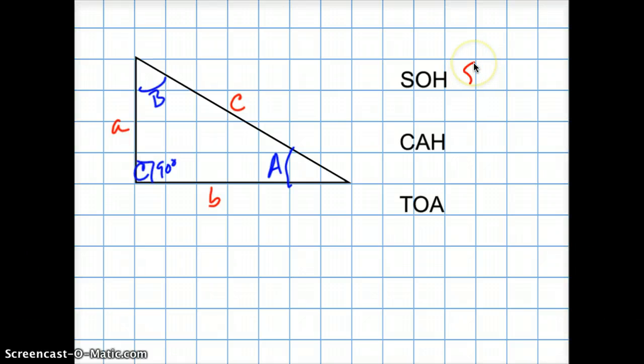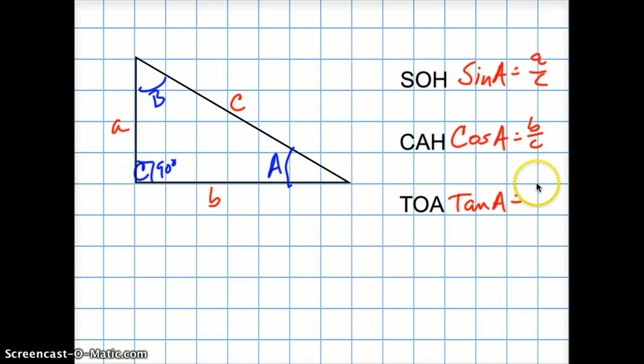So once again, the sine of angle A is equal to A over C. The cosine of angle A is equal to B over C. And the tangent of angle A is equal to A over B. Also have A squared plus B squared is equal to C squared. So let's do a problem.